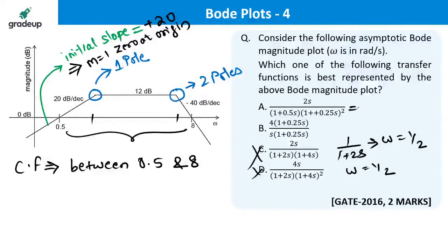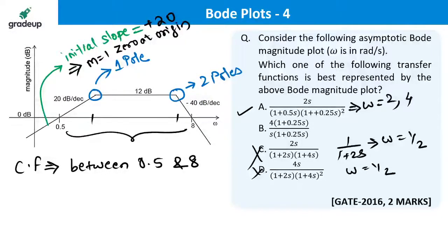Option number A. See, look at this. What are the corner frequencies? 1 upon 0.5 is 2. 1 upon 0.25 is 4. 2 and 4. So option number A is the only possible option left with me. Done. By just the basic idea, I am able to conclude the answer. Got it? Yeah, that's the only possible option which is matching our conditions.